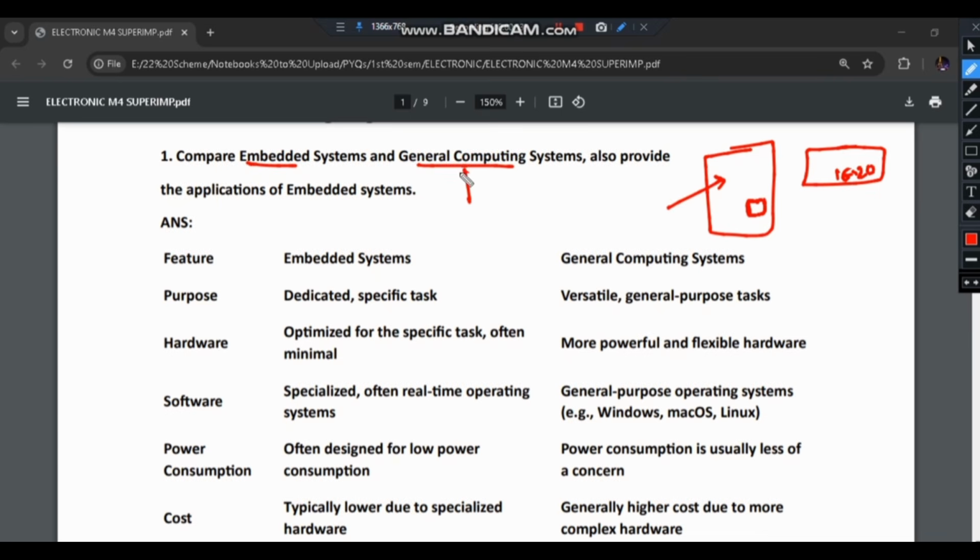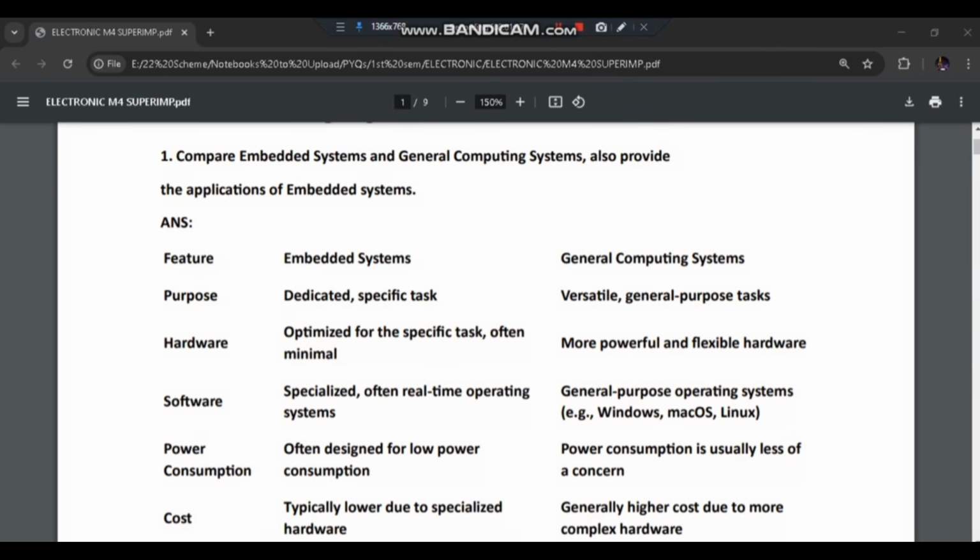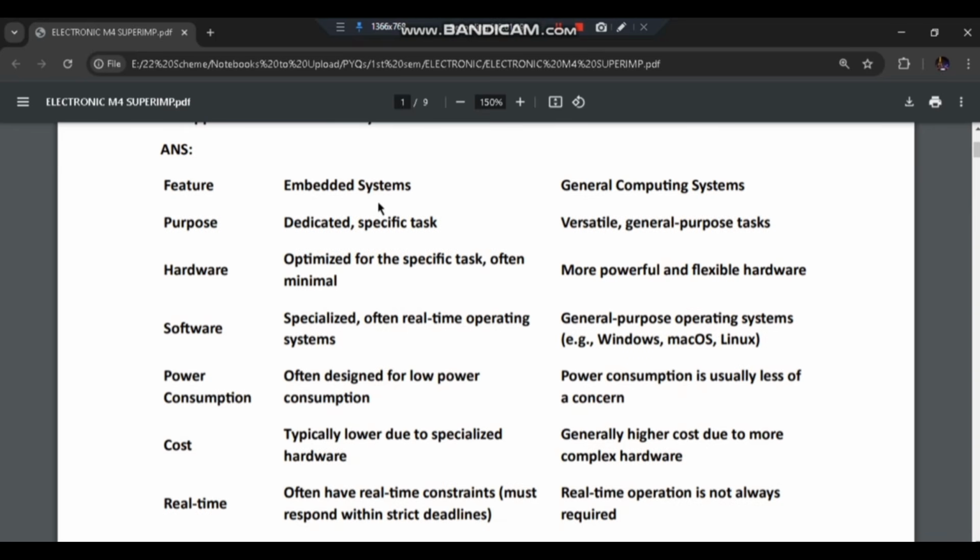And a general computing system is a general computer, a normal computer. The normal operations which can be performed on it all come under the general computing system. This is for generic use and that is for a specific use defined for that object. So the differences between them are these. You can remember any five of them. First is purpose. It is for a specific task, while this is for a general purpose task. Many things can be performed on a computer, but the embedded system is dedicated to a specific task.